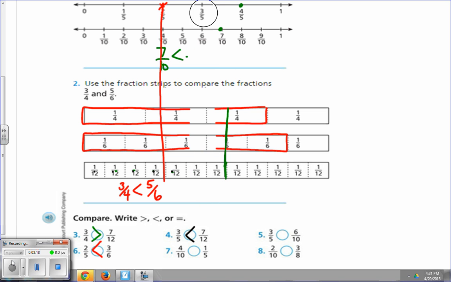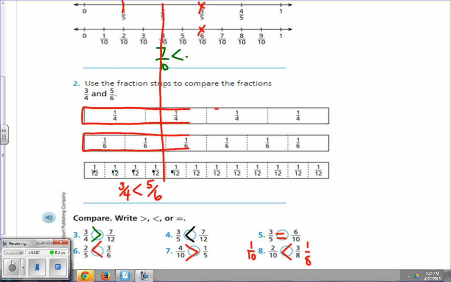We can look at the top here. 4/10 and 1/5. Well, we know that one. 4/10 is greater than 1/5. 1, 2, 3, 4. There's 1/5 right there. 3/5 and 6/10. That would be equal. How am I going to do that? 2/10 and 3/8. Well, I know that 1/10 is smaller than 1/8. So 3/8 must be bigger than 2/10.